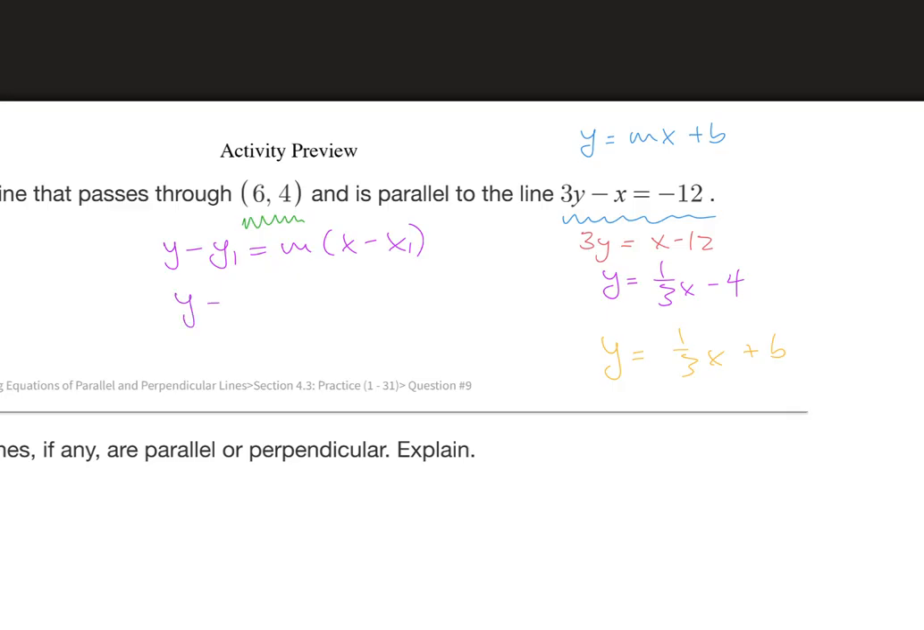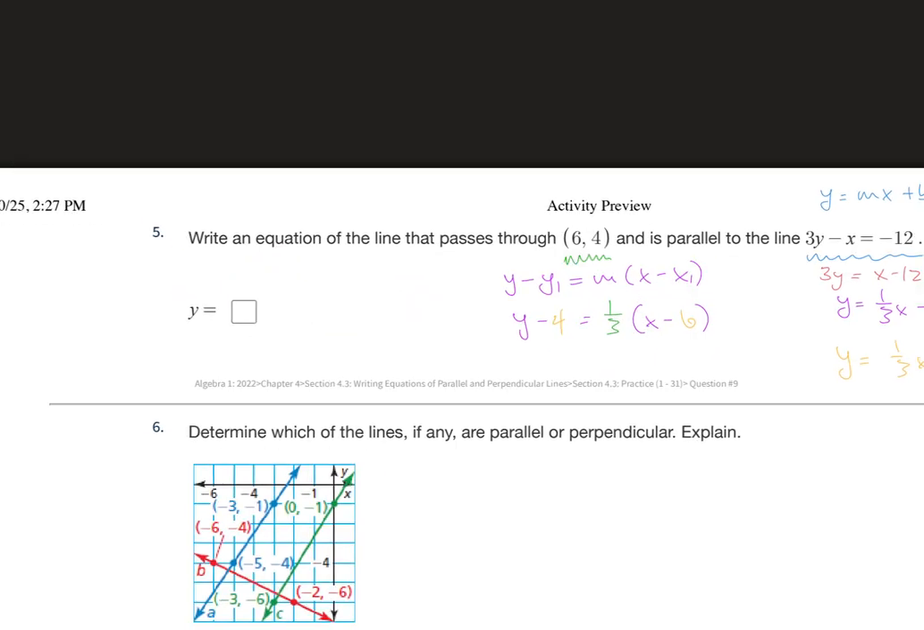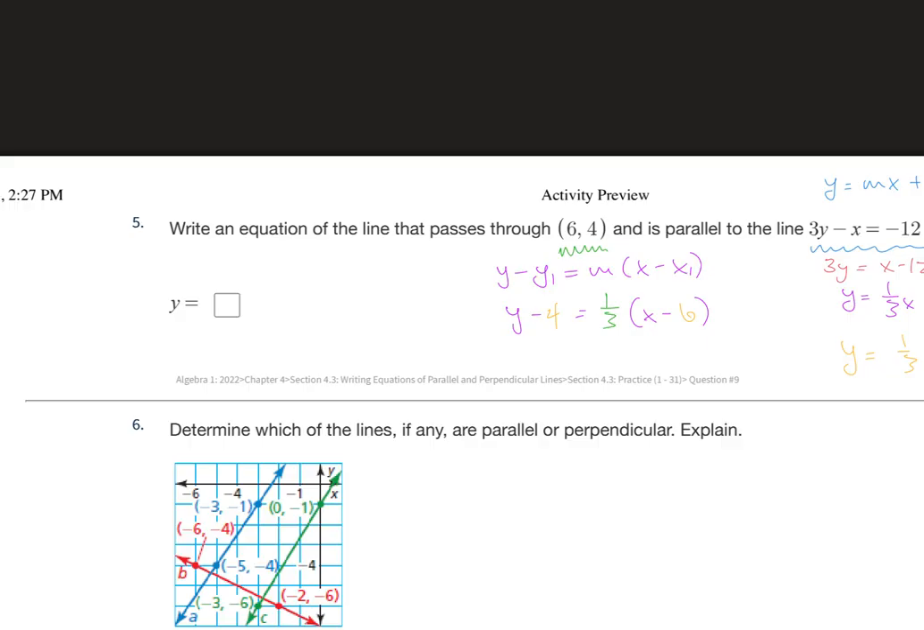Y minus 4 equals 1/3 times x minus 6. Now, if they had said write it in point slope form, we'd be good to go. But I know the answer. They want it in slope intercept form, okay?